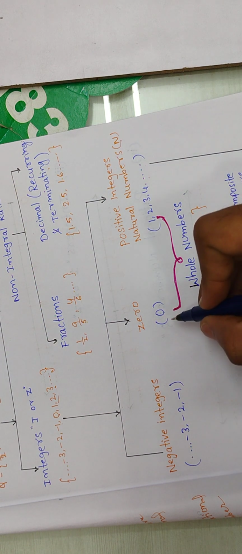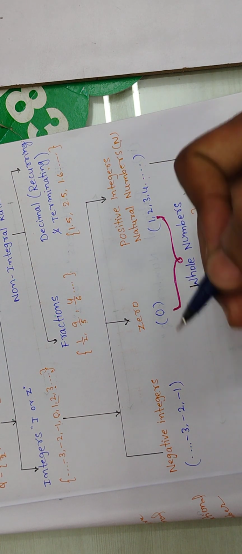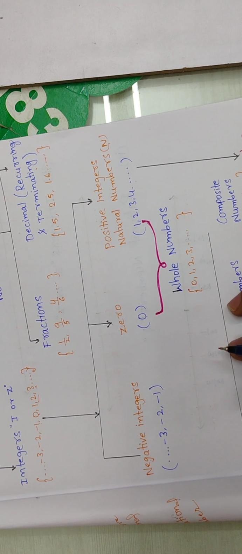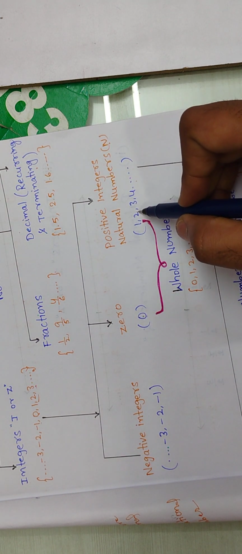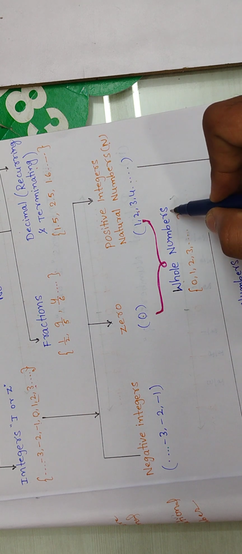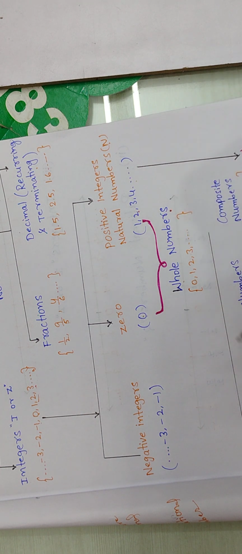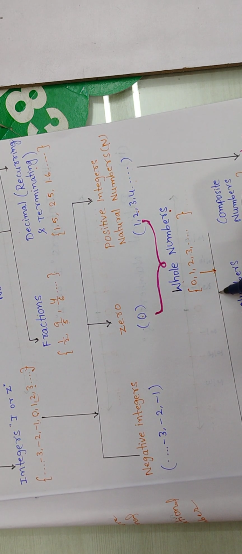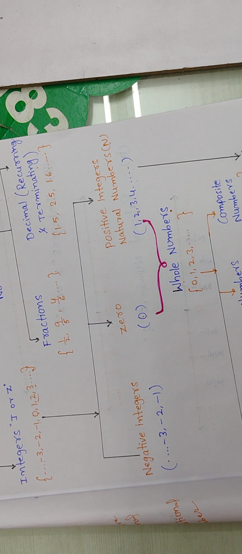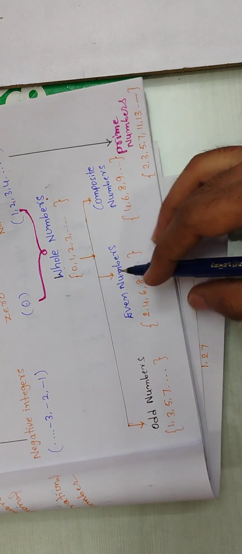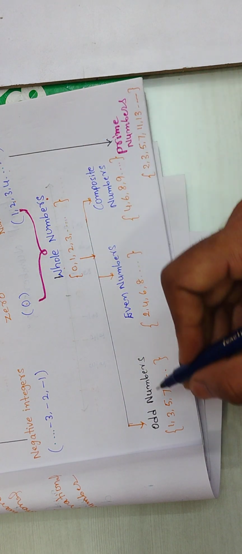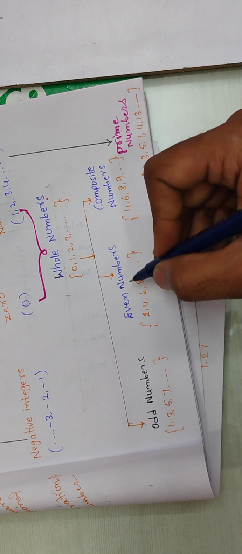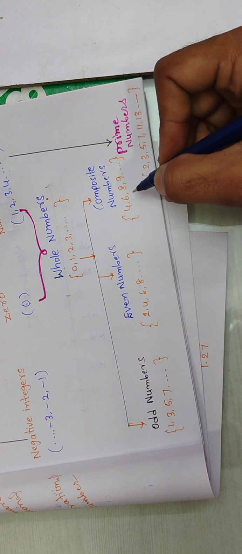Okay, 0 is neither a positive number nor a negative number. When we add 0 to the natural numbers, we get the whole numbers. Then this whole numbers set we can classify again into odd numbers, even numbers, and composite numbers.